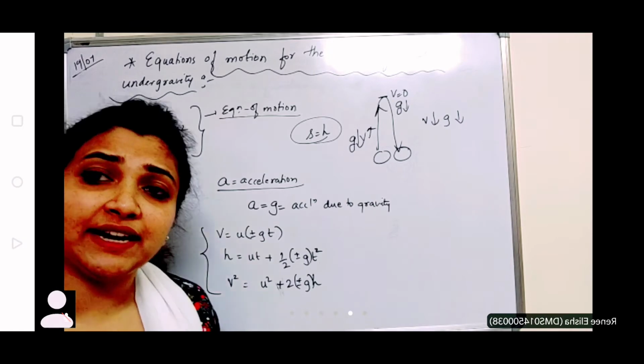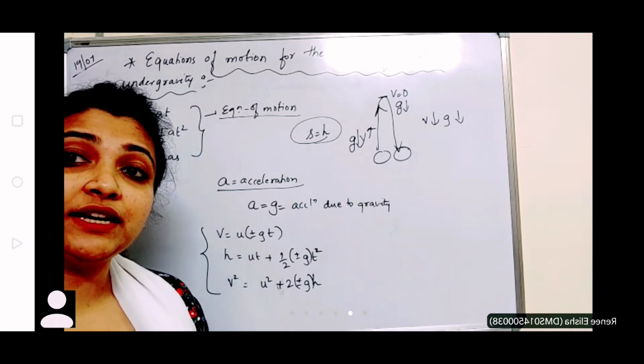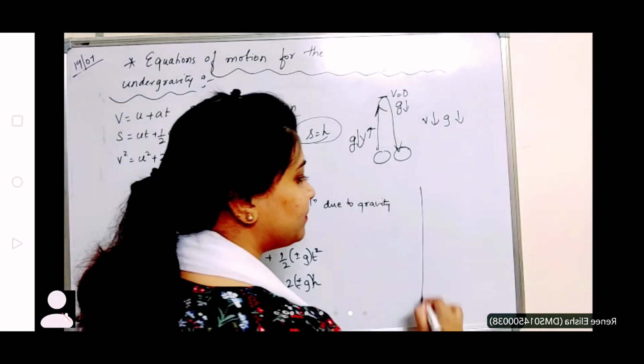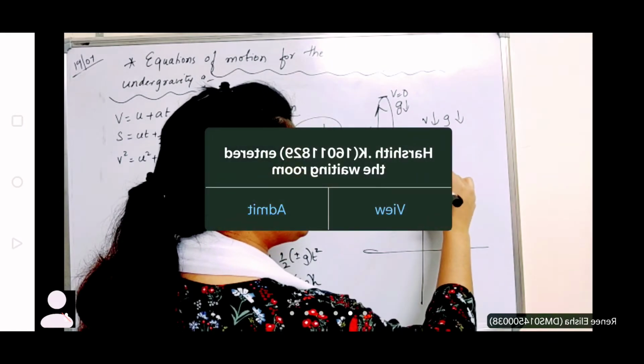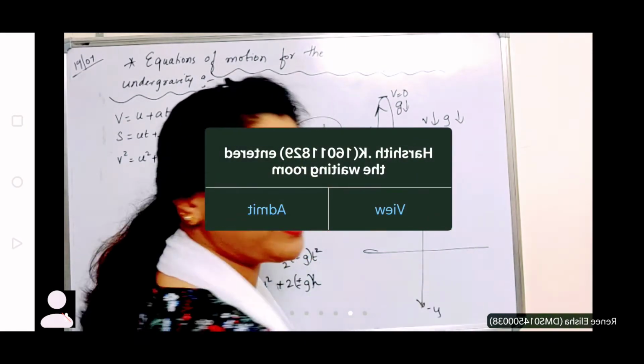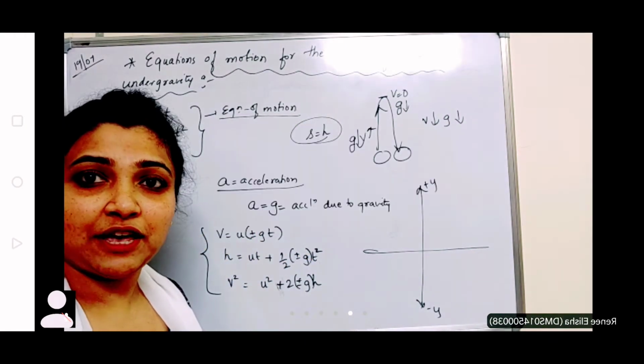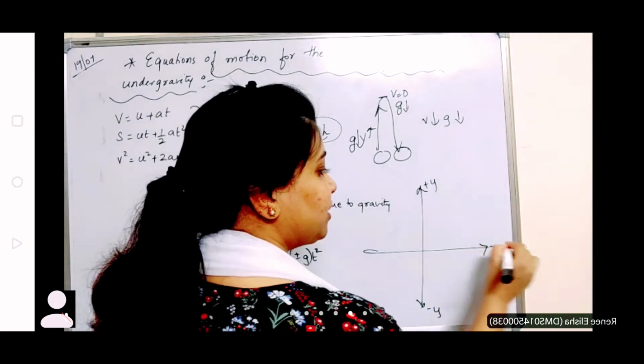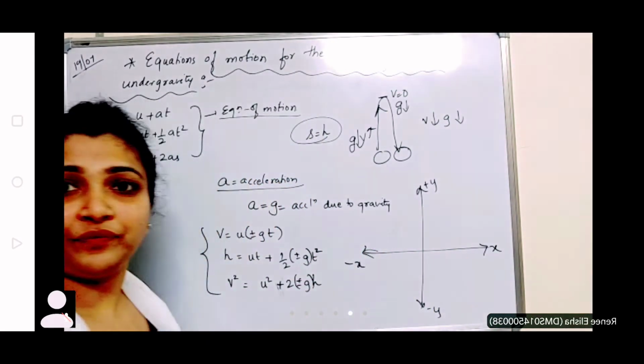Now what about sign conventions? When I'm talking about sign conventions, we all know the sign conventions. This is y direction and this is minus y direction, right? Everybody agree to it? This is x direction and this is minus x direction, correct?